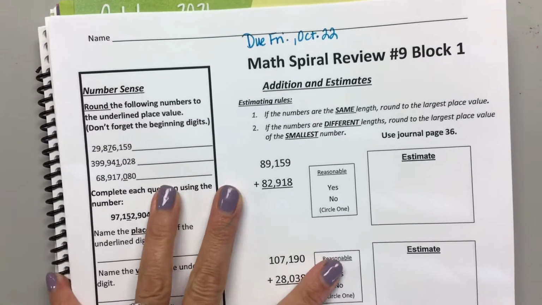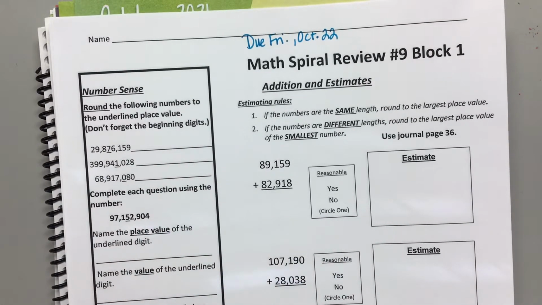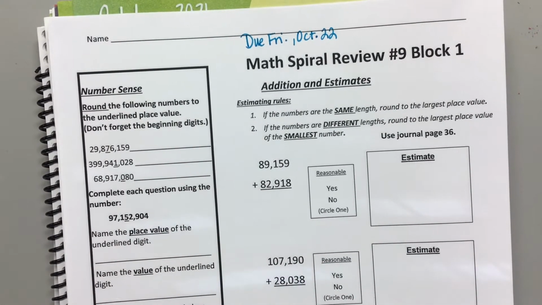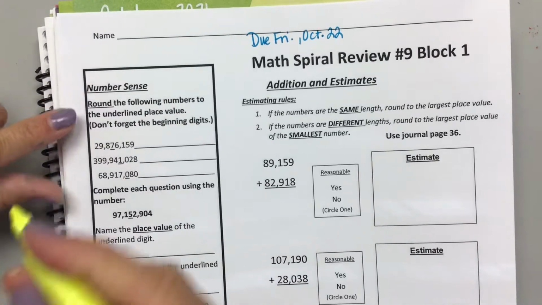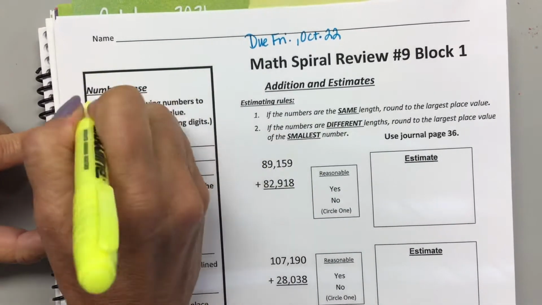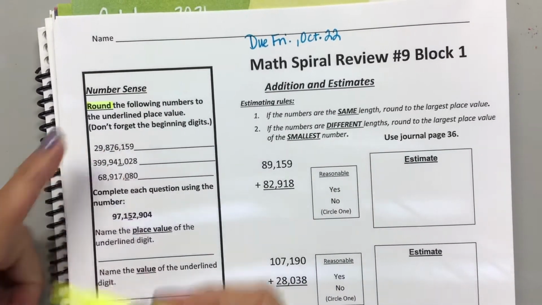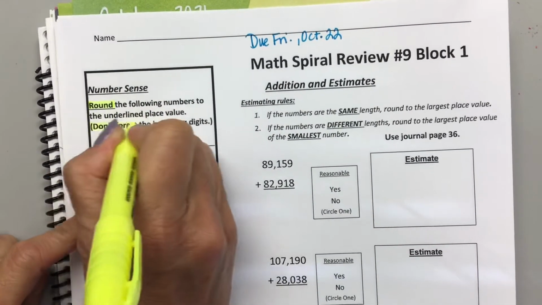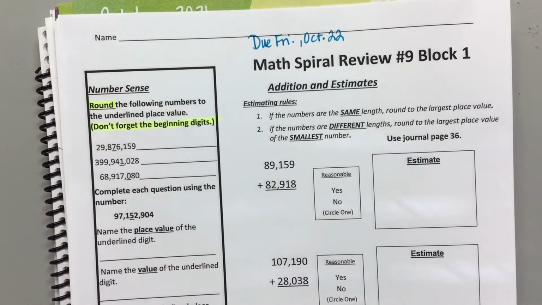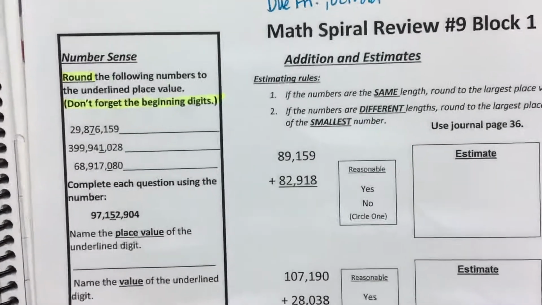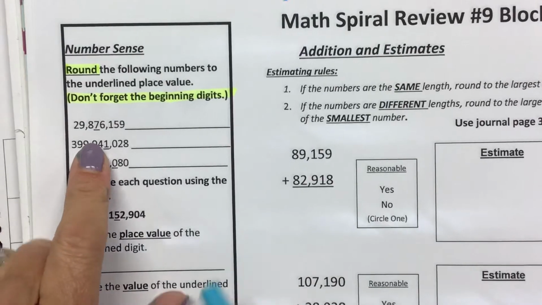Let's talk about some of the directions here. Okay, in this first column under number sense, the first three we need to round. We need to do rounding. There's a nice little hint here. Don't forget the beginning digits. It's been a week since we've done any math. Let's do the first one together.